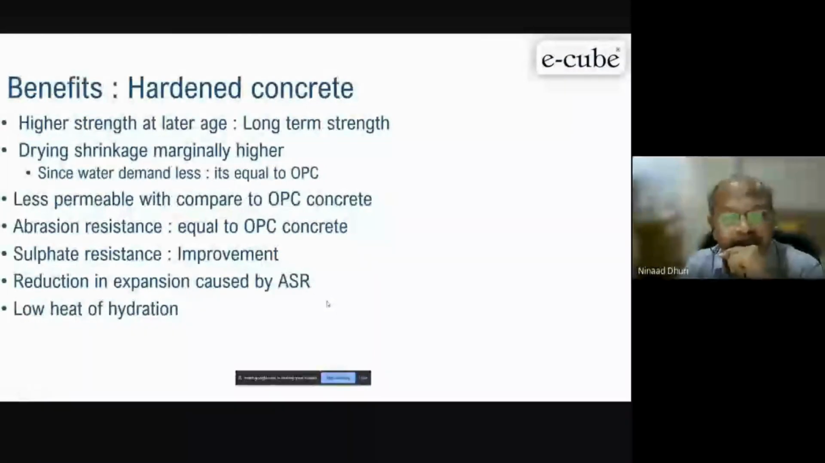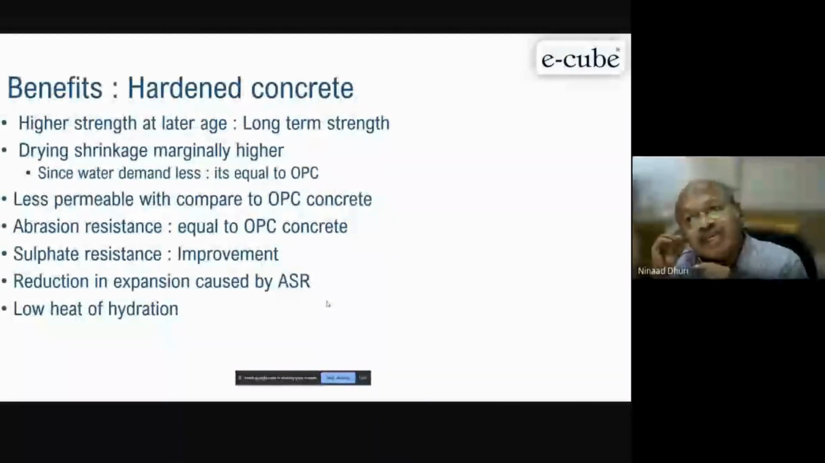And as I discussed, there is also a low heat of hydration benefit to your members, because now if you see, most of your columns of your high-rise building come in the definition of mass concrete. So any member whose minimum size is more than 1 meter comes in the definition of mass concrete, and mass concrete will have this issue of thermal cracking. So there we can improve using this material.